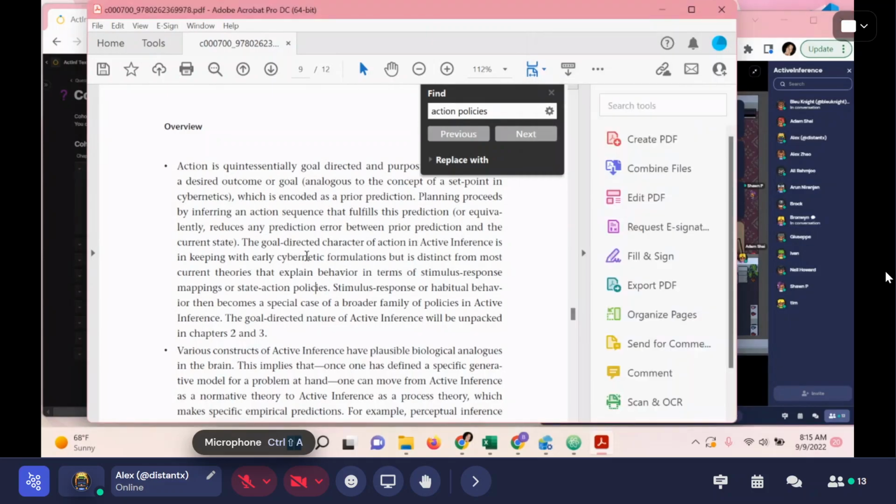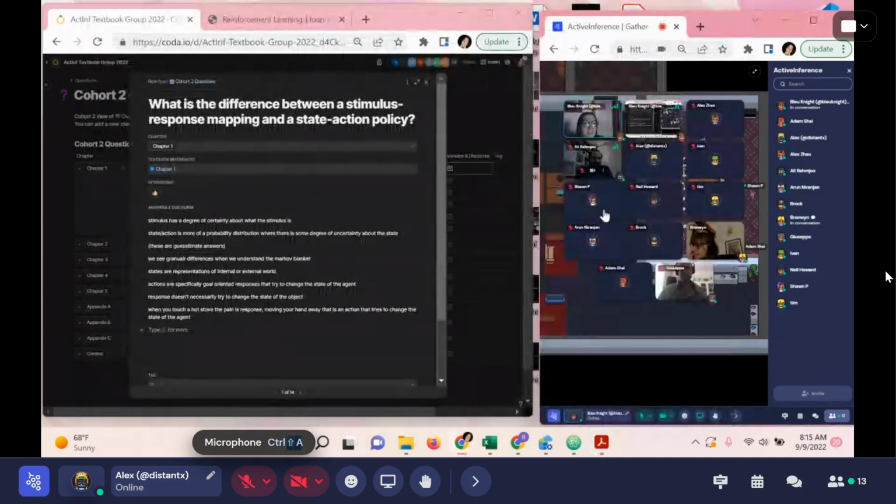So it says, distinct from most current theories that explain behavior in terms of stimulus response mappings or state action policies. So I think that here they're not talking about the active inference state action policies, but they're using it in the reinforcement learning way. It also says stimulus response or habitual behavior then becomes a special case of a broader family of policies in active inference. So I think that the way they were talking about it in the textbook refers to the reinforcement learning way as opposed to the active inference way, which Ali is correct. It's definitely different. Any other comments or thoughts on this question?